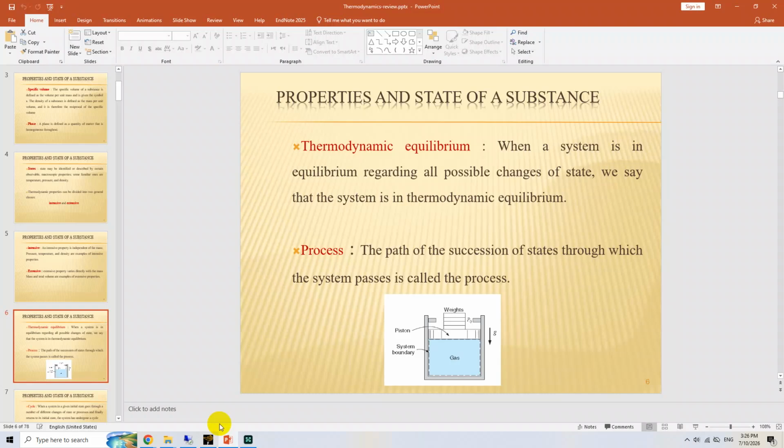The other definition is process. A process means the path of variation from one state to another state. For example, consider the cylinder and piston in the picture. There is a mass on the piston of the system. When you put heat into the system, the temperature of the system increases.